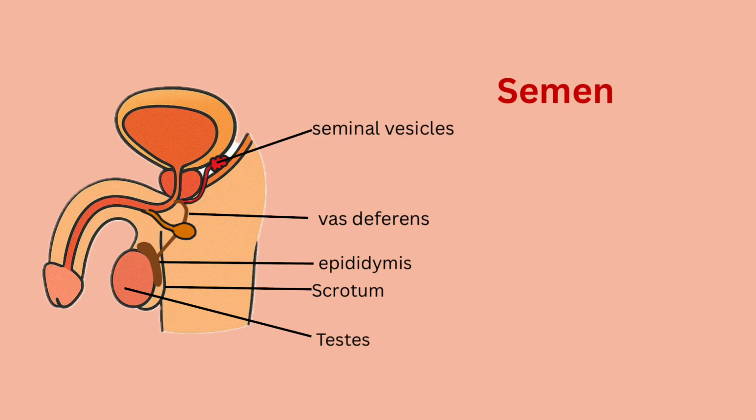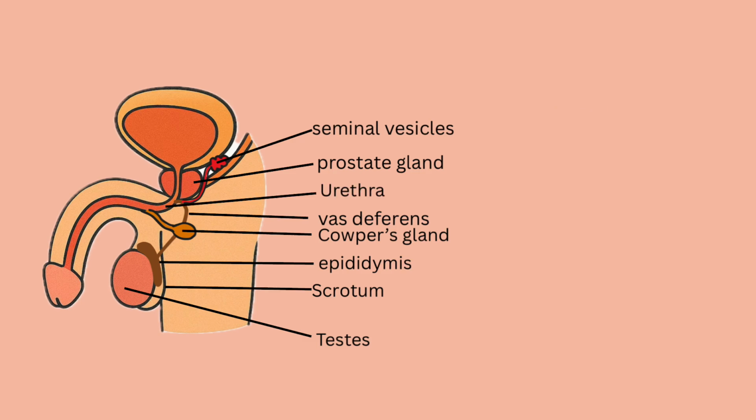The seminal vesicles contribute a fluid rich in fructose, which provides energy for the sperm. The prostate gland adds a milky fluid that helps neutralize the acidic environment of the vagina, protecting the sperm. The Cowper's glands release a slippery fluid that lubricates the urethra and removes traces of acidic urine before ejaculation. Finally, semen enters the urethra, which runs through the penis. During ejaculation, semen is propelled out through the urethra and into the female reproductive tract.